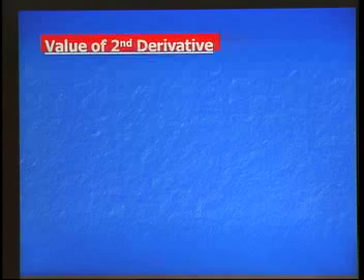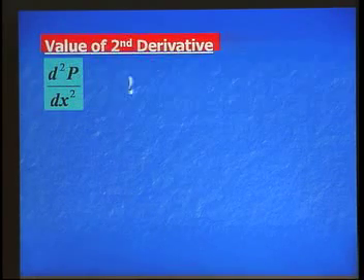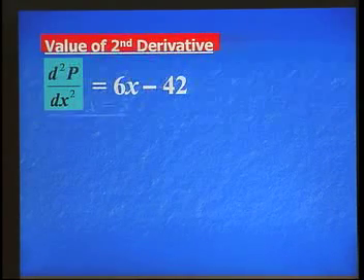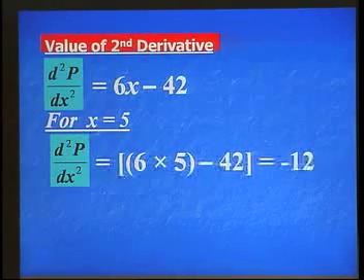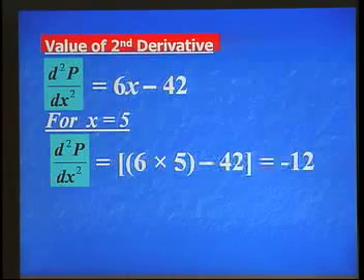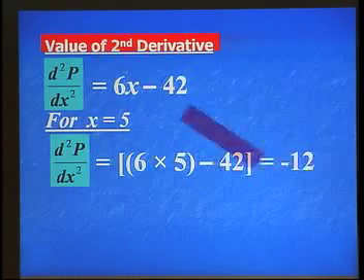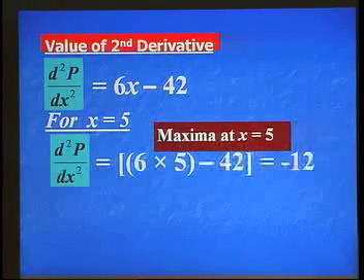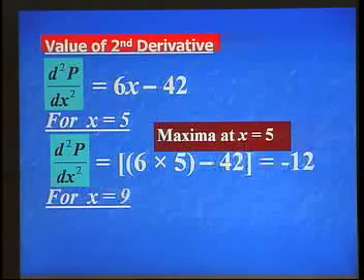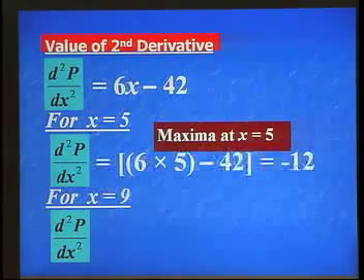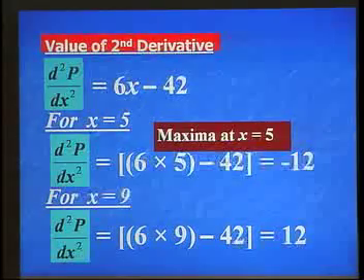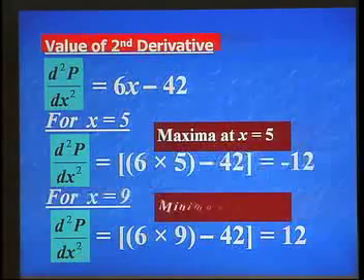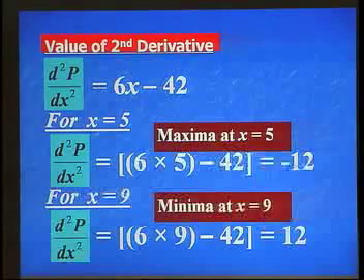We can find the value of the second derivative, that is 6x − 42, by putting x = 5, and we will get −12. As the second derivative is negative, we will get maxima at x = 5. By putting x = 9, we will get the second derivative, that will be +12, as this is positive. So, we will get minima at x = 9.